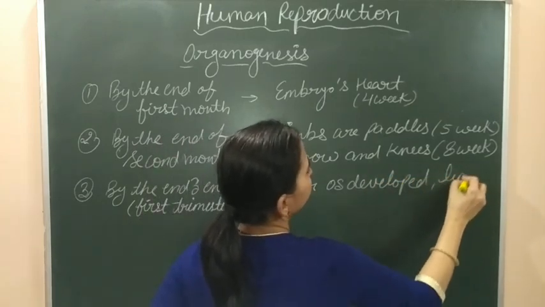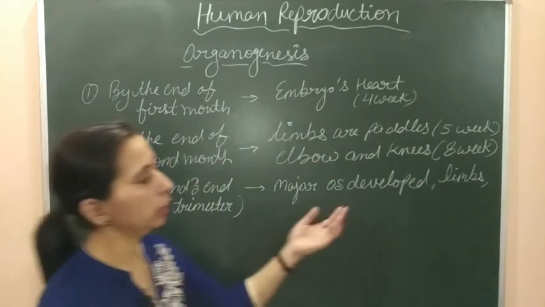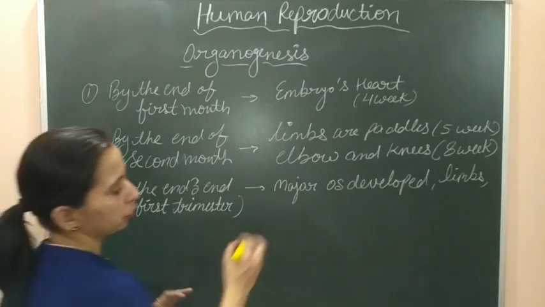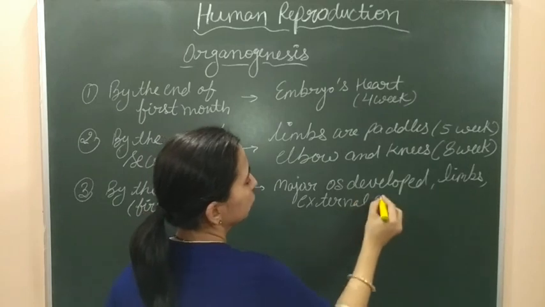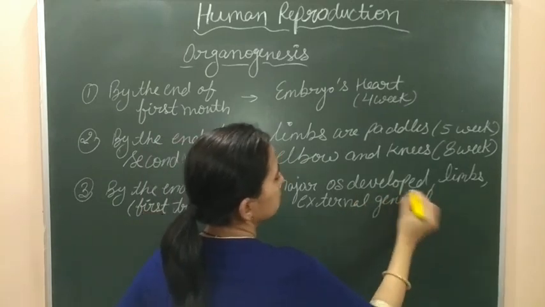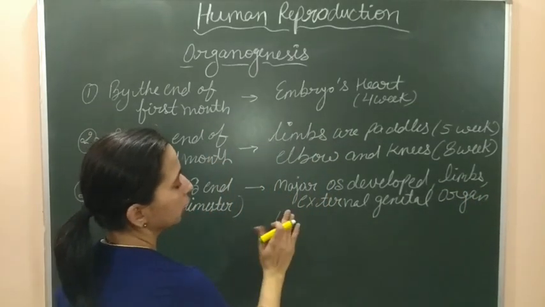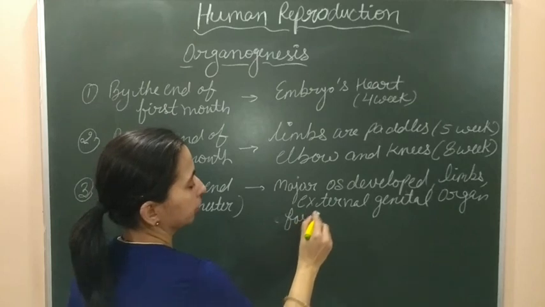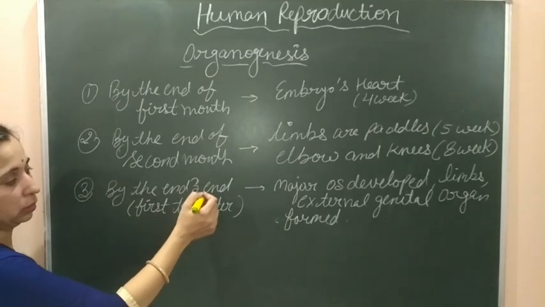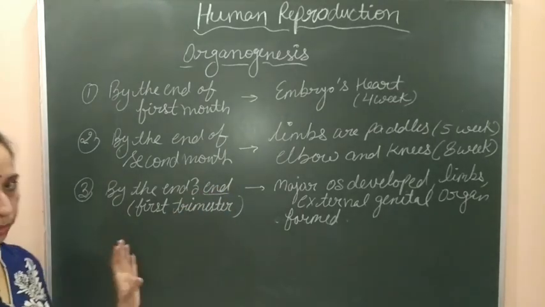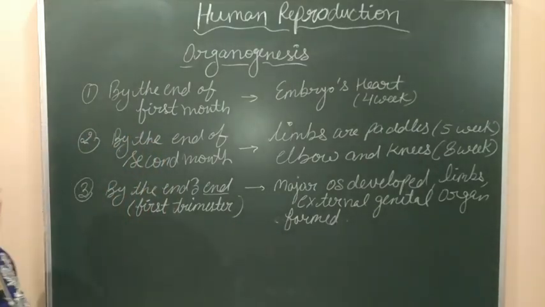Limbs form हो जाएंगे, fully developed digits will form, fingers का digit formation हो जाएगा, and an important thing that will happen is that the external genital organs are established and formed. तो ये भी organ हैं जो form हो जाएंगे. External genital organ भी form हो जाएंगे at the end of the third month and at the end of the first trimester. 3 months pregnancy period complete होने तक major organ systems develop हो जाएंगे, limbs form होंगे, external genital organs form हो जाएंगे.